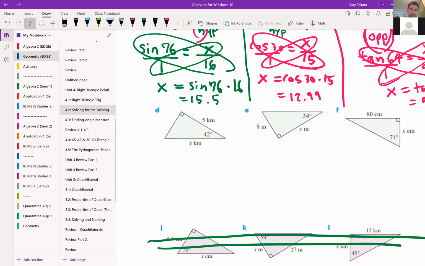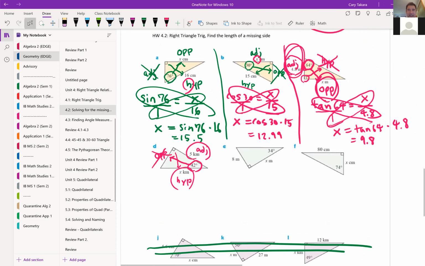So label opposite, because the focus angle is right here. So opposite has to be that. The hypotenuse is always across from 90 degrees. So that's hypotenuse, H, and then adjacent. There is nothing on opposite. Opposite was blank. So this is an adjacent hypotenuse combination. Which one is it? Adjacent hypotenuse.